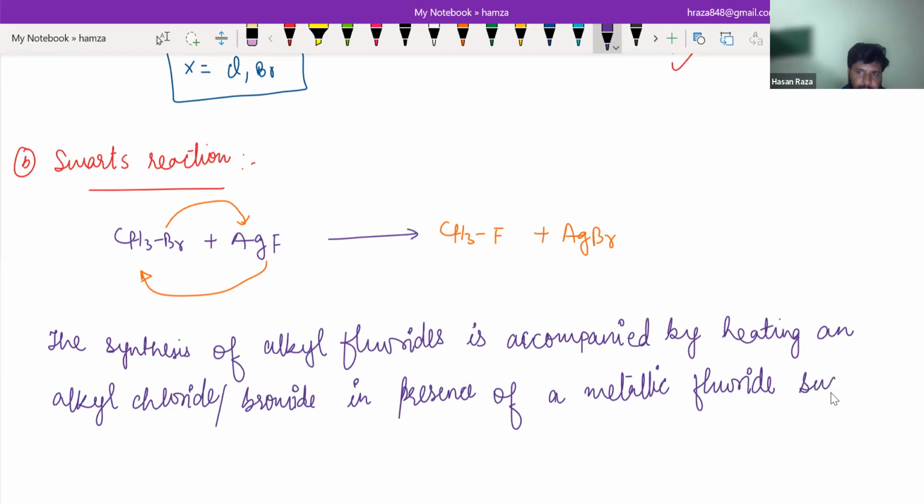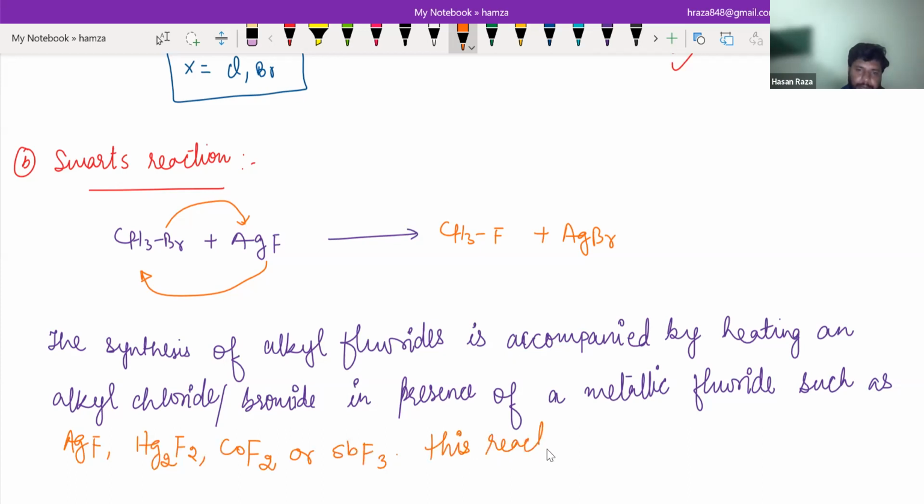Such a metallic fluoride can be like AgF, or we can write Hg2F2, AgF, Hg2F2, CoF2, or SbF3. And this reaction is known as the Schwarz reaction. Please write it.